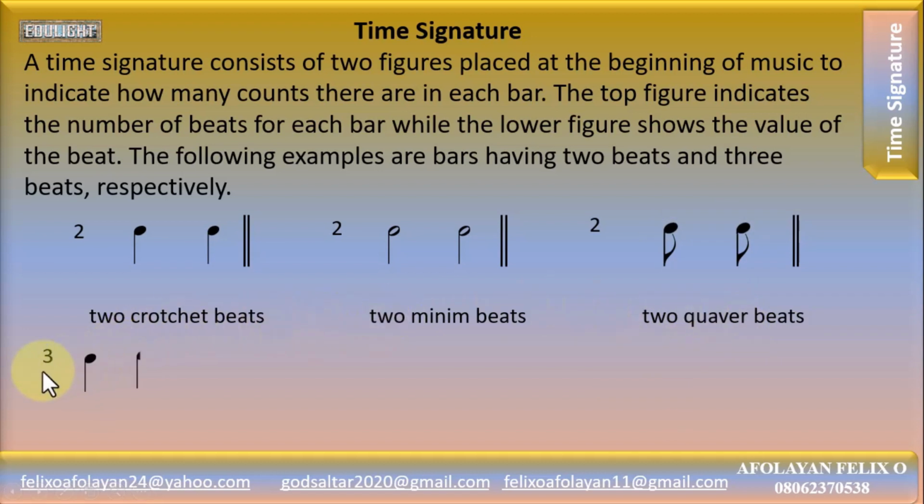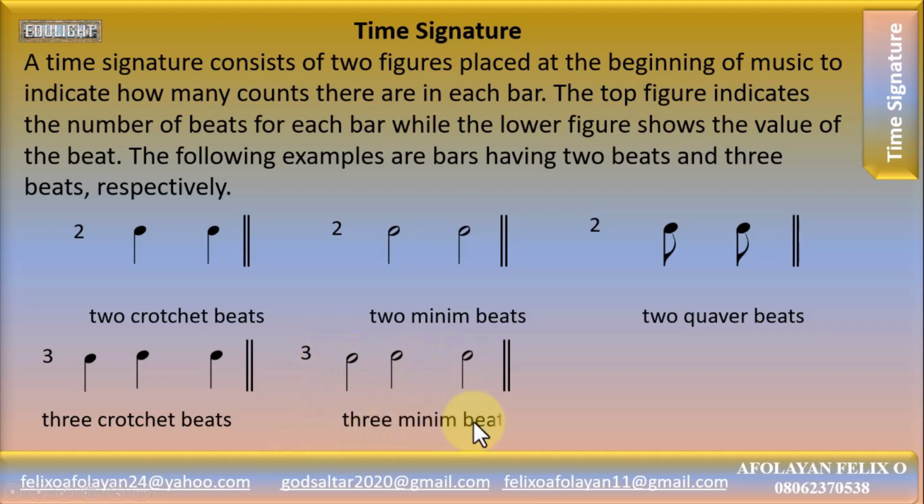Now, coming down here, this is also telling us that we have 3 crochet beats in a bar. As we have said, the figure indicates the number of beats. So this top figure is talking about 2 crochet beats in a bar, while the top figure here is talking about 3 minim beats in a bar. And this one is also talking about 3 crochet beats in a bar. I believe you understand it. We're just talking about the top figure.